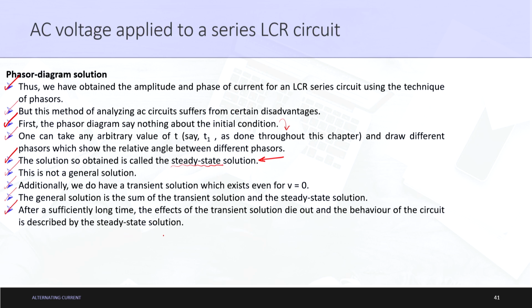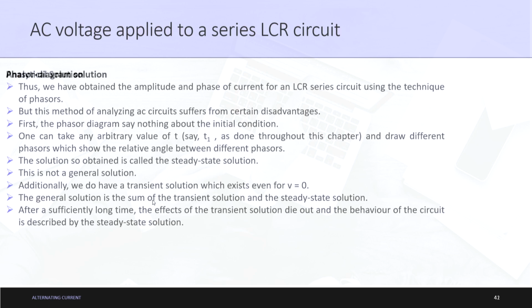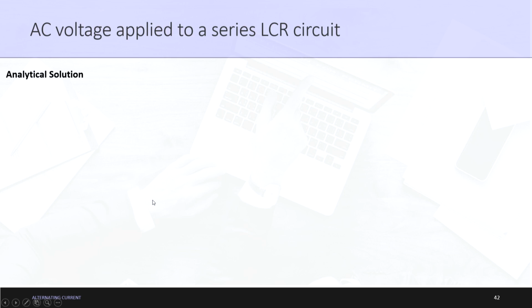So, the different variations which happen in the starting are not explained using phasor diagram solution. Basically, it refers to the time at which everything is stabilized. Phasor diagram solution refers to those solutions which are obtained after the steady state is achieved, and that is why it is known as steady state solution. So, then let us try to understand the analytical solution regarding this complete topic. So, let me start.